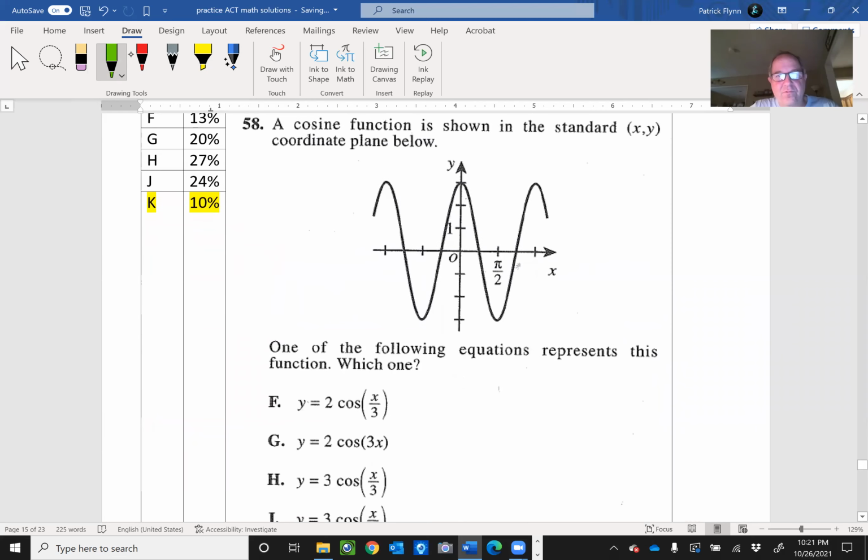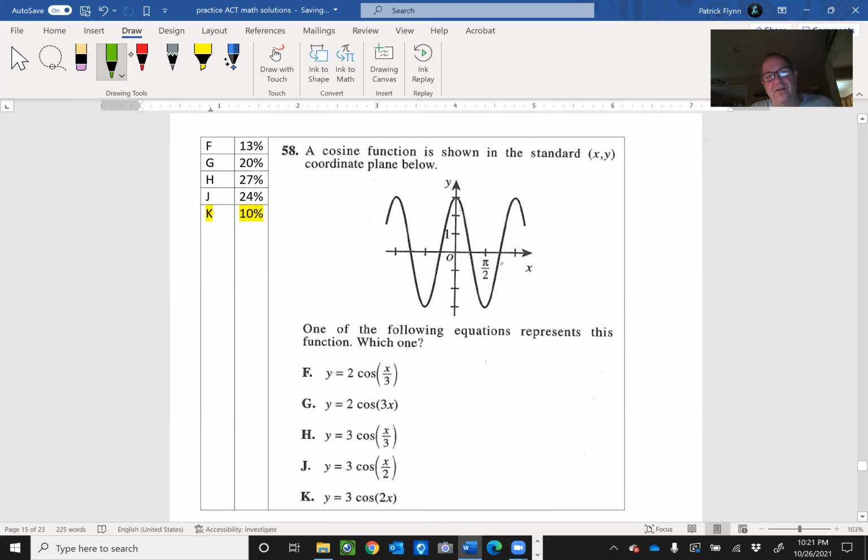Okay, 58. We're graphing trig stuff. You see this in Algebra 2 for the first time. First of all, the number in front is the amplitude. It's like, how tall is this wave? That wave gets to a height of 3. So I can safely eliminate those two choices. Now, the next part is tough. This is a toughie.